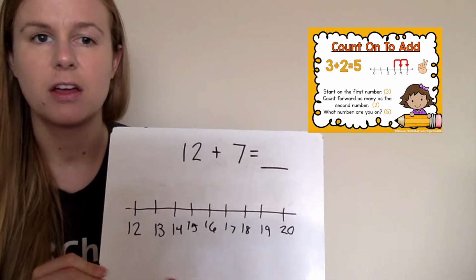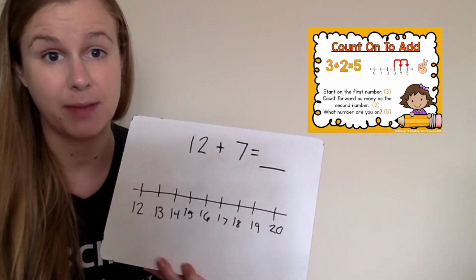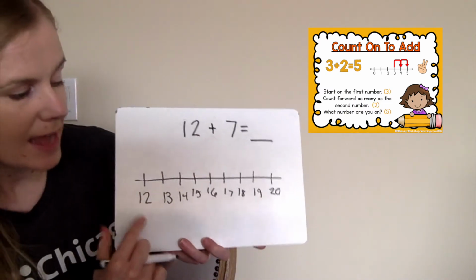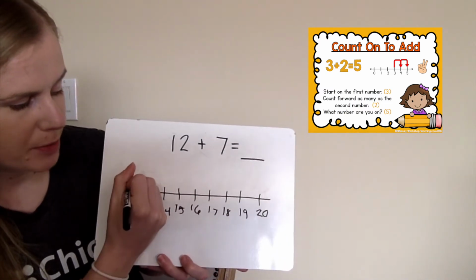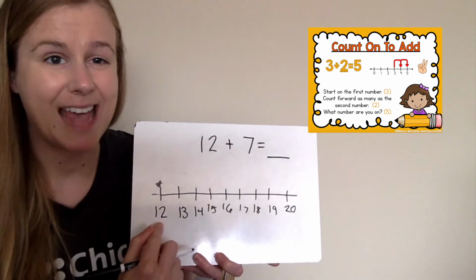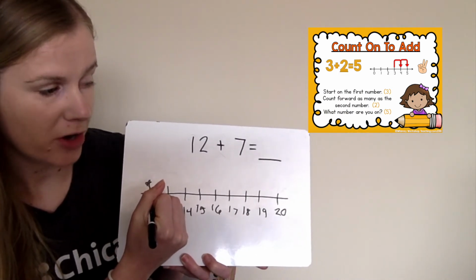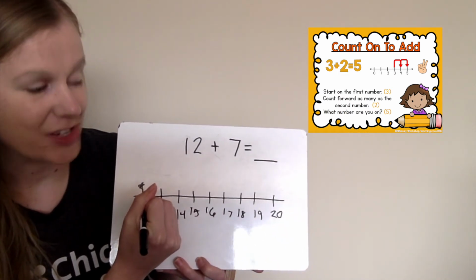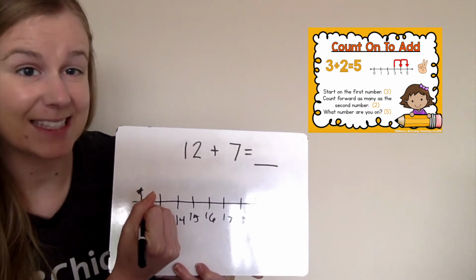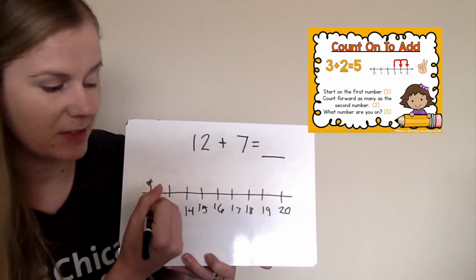I'll stop there. Remember, I can always keep the number line going if I run out of spaces when I'm counting on. Ready? I start at 12. So I'm going to put a star here. But I don't tap this again when I count on. I take my pencil or my marker and I jump as many as the second number. The second part is 7, so I'm going to jump 7 spaces.